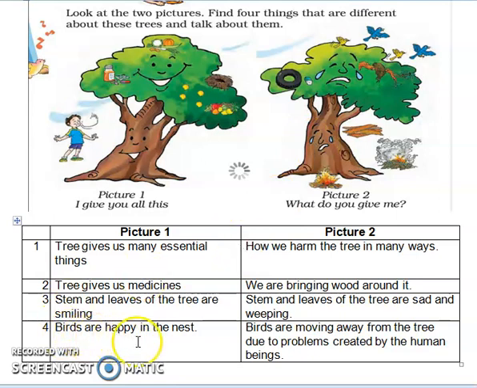Last one, birds are happy in the nest. You can see that the birds are happy, they have made their nest. If the bird is happy, then only will the bird make a nest. So in picture 1, birds are happy in their nest. But in picture 2, birds are moving away from trees due to problems created by human beings. Here the birds are going away, because if the birds are happy, they make the nest, but if they are not happy, they go away.